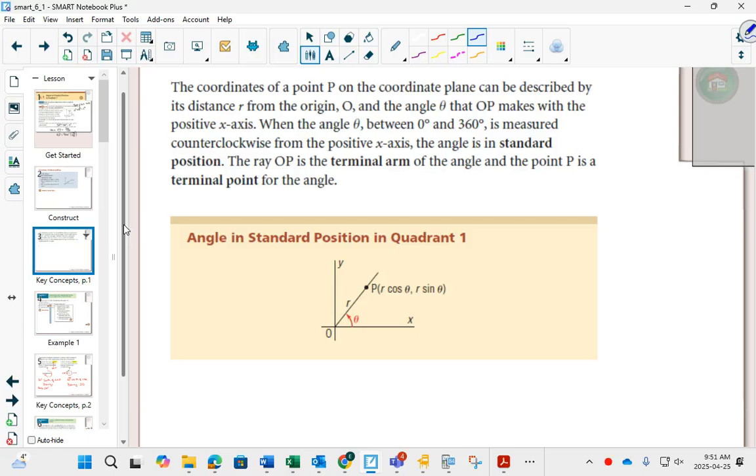So first of all, what we're going to do is highlight a couple of definitions and then really talk about what it means to be in standard position. We've got a terminal arm, a terminal point. So you've got some definitions to talk about here and really understanding what an angle is in standard position.